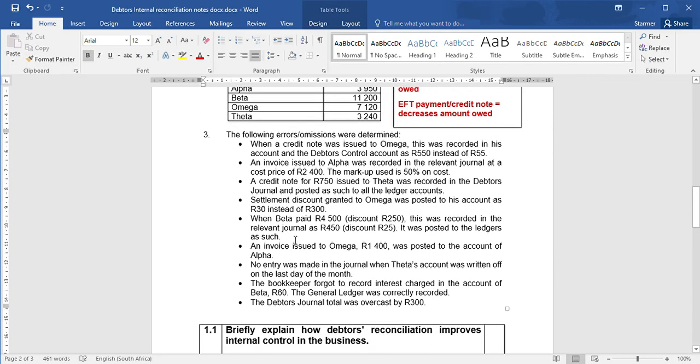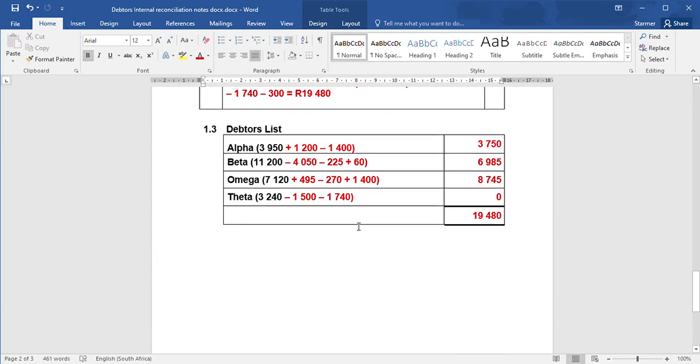Okay, the next one. Settlement discount granted to Omega was posted to his account as 30 instead of 300. In this case, it's only his account that's wrong. So you decreased his account by 30, but you were actually supposed to give him 300 Rand discount, which is going to mean you need to minus a further 270 from what he owes us.